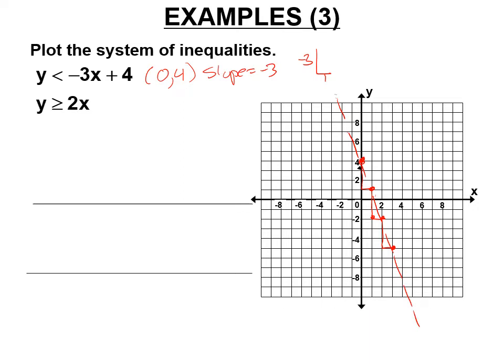And now it's less than, so we're going to shade the area below it. I'm just going to do that lightly, like that. That's the area below the line. It's not left or right. And the bottom one has a y-intercept of (0, 0) and a slope of 2. So there's (0, 0), and a slope of +2 goes over 1, up 2, over 1, up 2, over 1, up 2. And it's going to be a solid line because it's or equal to.